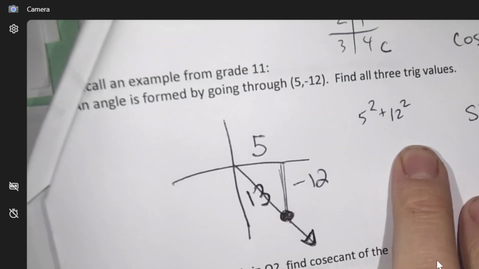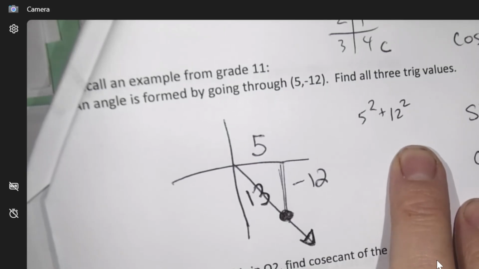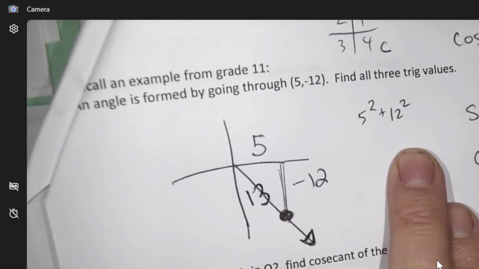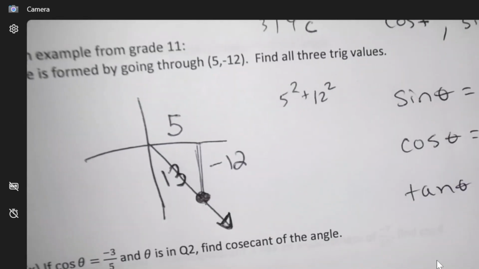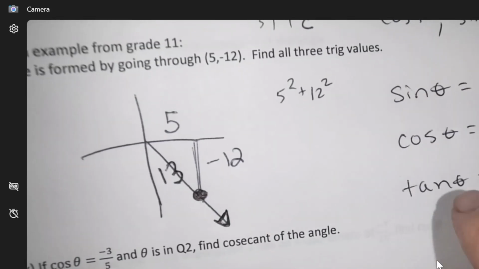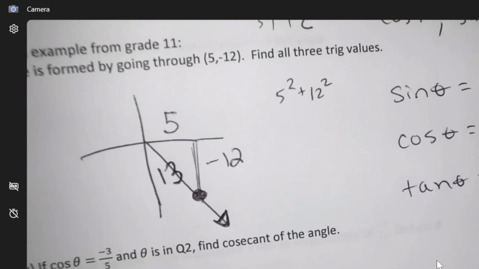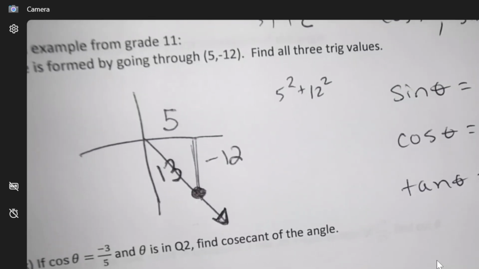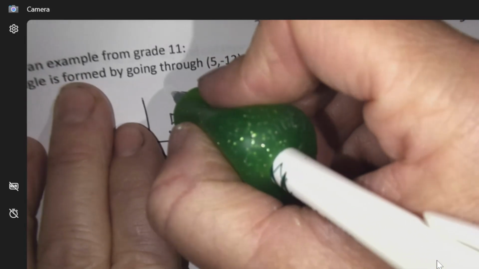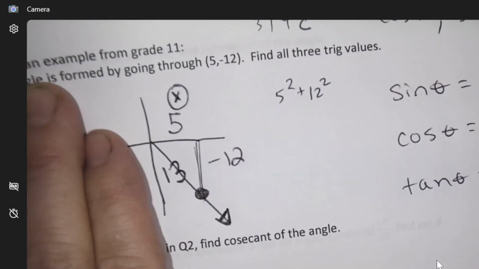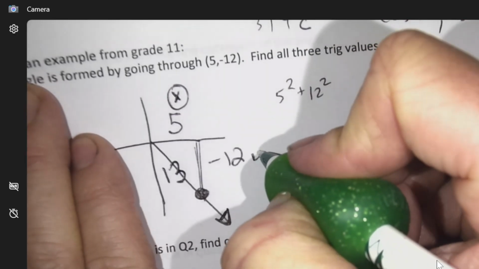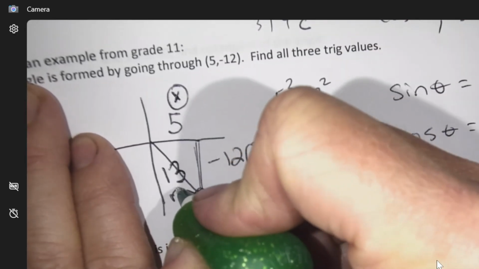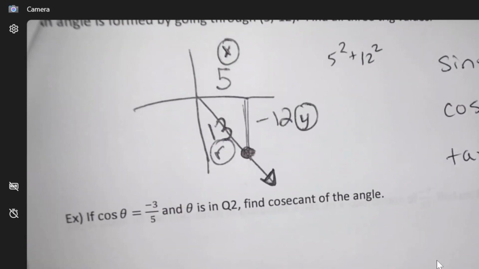Okay, all 3 trig ratios. So there's my, so you're really cute, thank you, x-rated. I'm going to do sine, cos, tan, fraction, fraction, fraction. Do you want me to label these here? This would be a horizontal x, vertical y, and the radius. No matter what, the radius is a positive value. You can never have a negative radius value, okay?